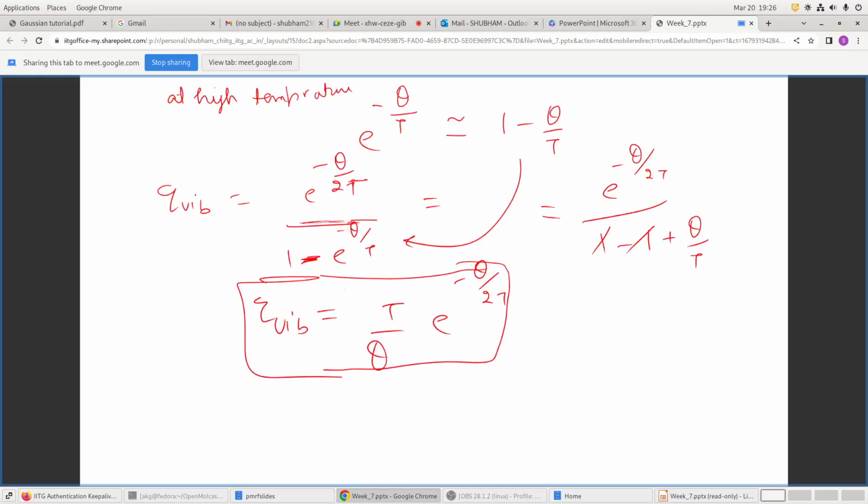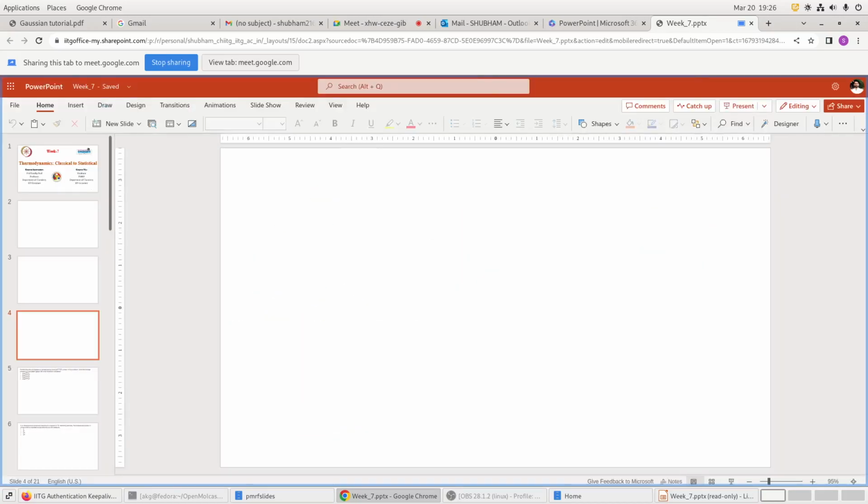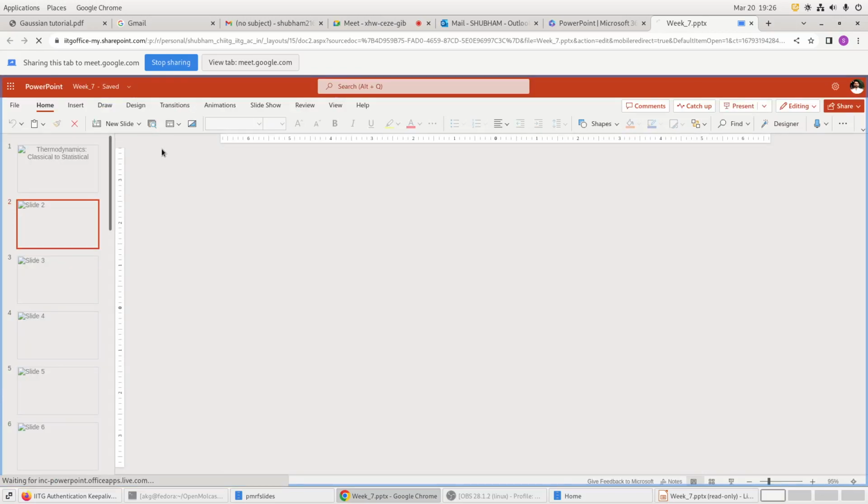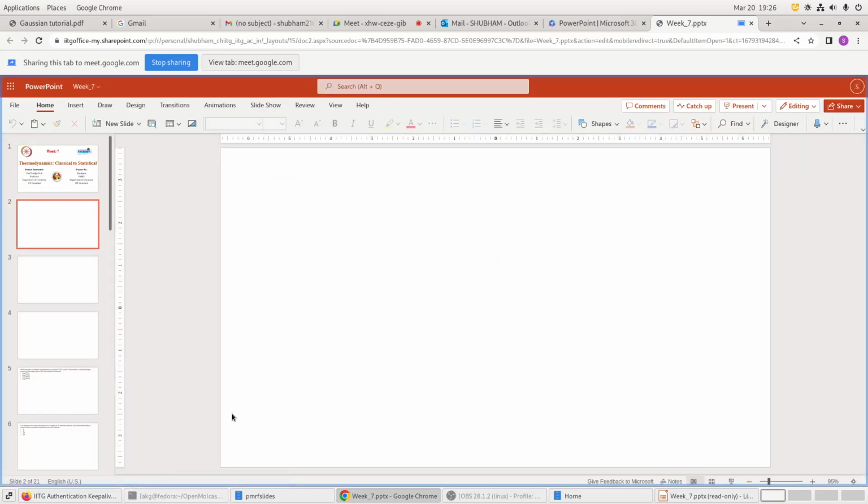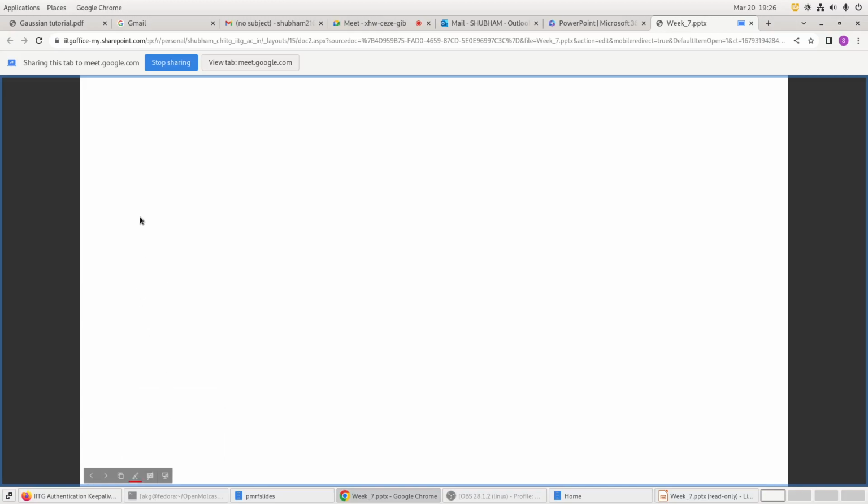Okay. So this was all about the vibrational partition function. We can revise the other two partition functions as well, so that we can solve the questions. Since we know that Q total is equal to Q electronic into Q vibrational, Q rotational and Q translational.